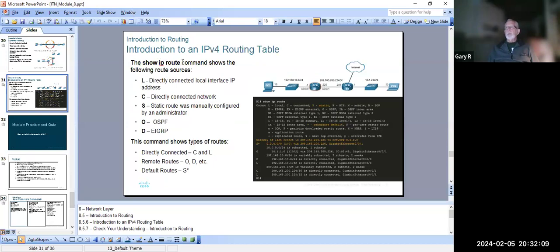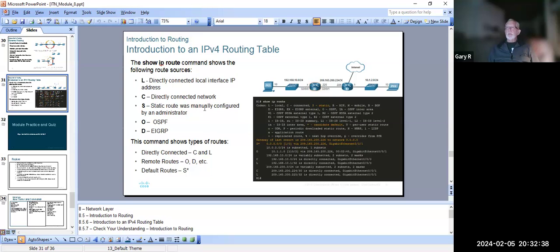When we do a show IP route, we get all sorts of different information here. And we see here L for a directly connected interface, C for a directly connected network. So this is something that wasn't always the case. These two are pointing to basically the same thing. This is the interface. This is the network connected to that interface.